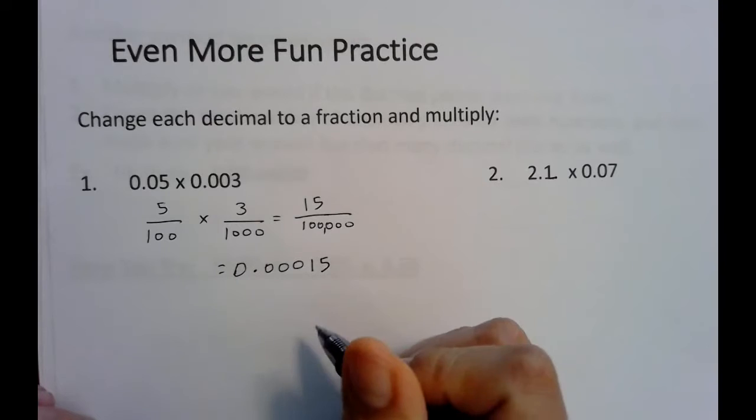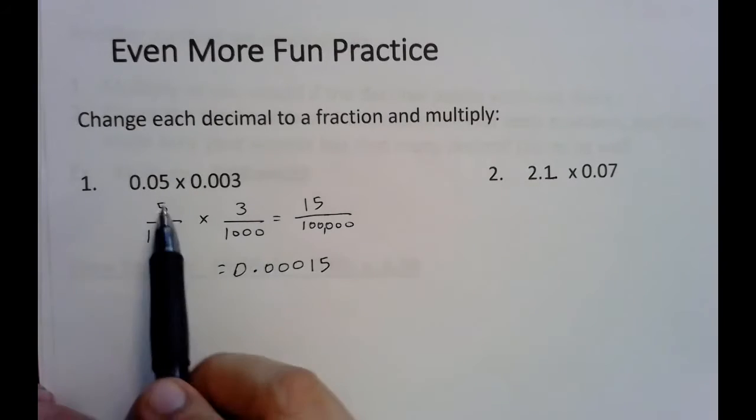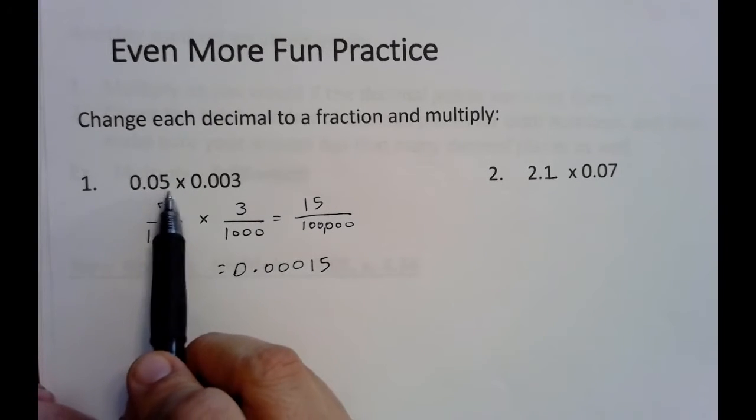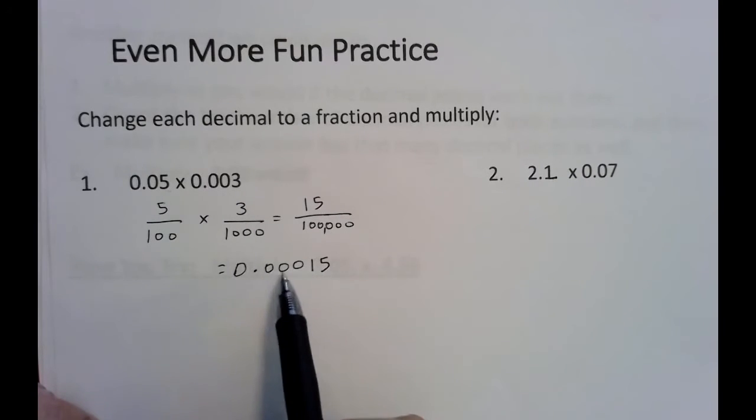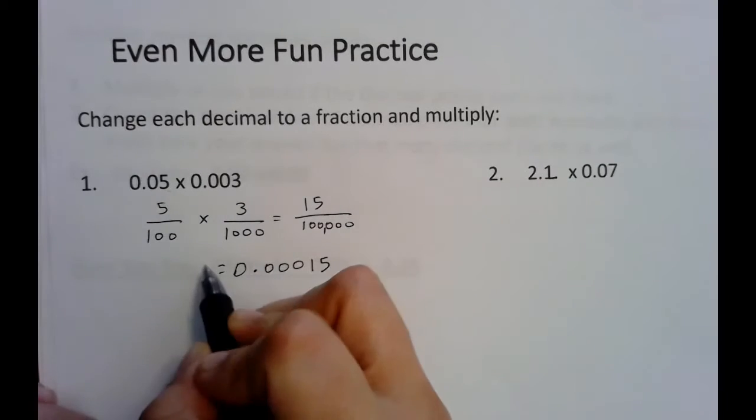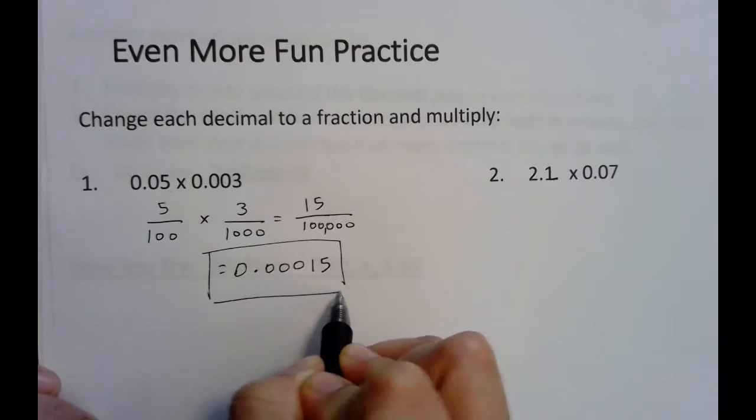That would be 0.00015, right? So one thing to notice is, look how many decimal places this has, 2, and this one has 3, and look at the solution. It has 1, 2, 3, 4, 5. So that's interesting to take note of.